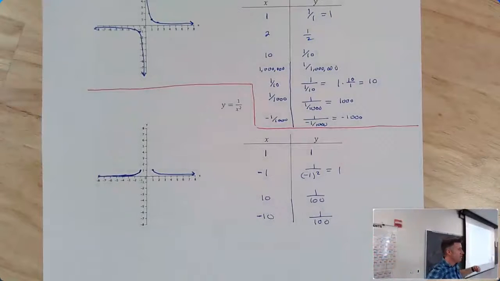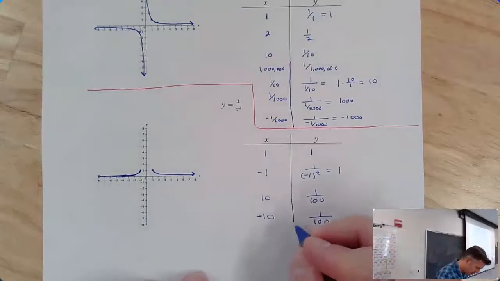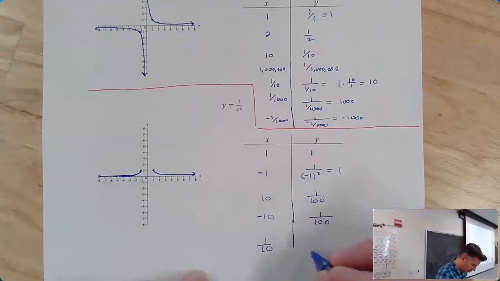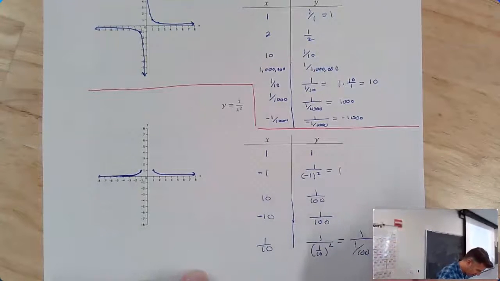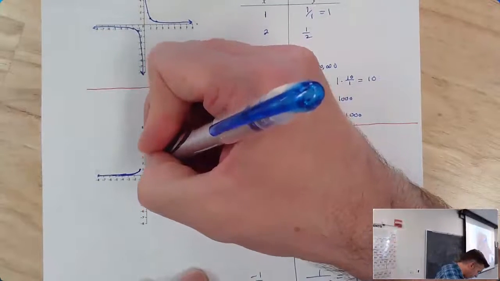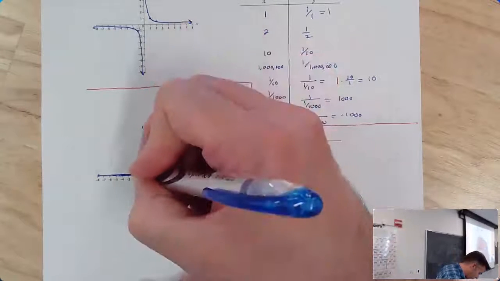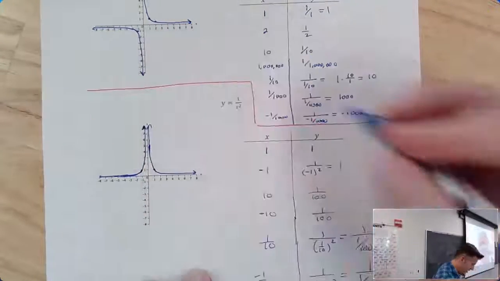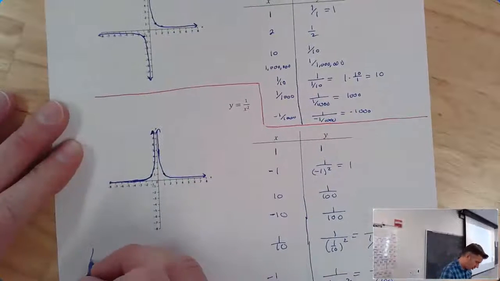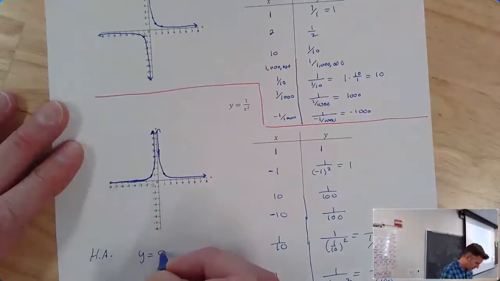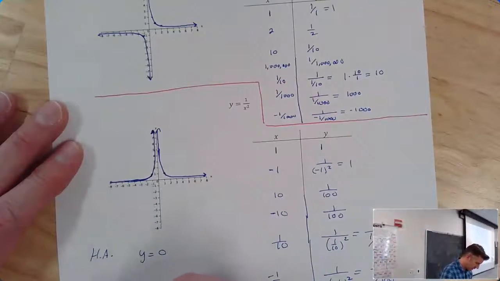But then as we go towards the middle, when x is really tiny, if x is like 1 over 10, y is going to be 1 over 1/10 squared, which is 1 over 1/100th, which is 100. Or if x is -1/10, y is going to be 1 over -1/10 squared, which is still 1 over positive 1/100th, which is 100. So as x gets really close to 0 from either side, the y values still get very, very large. And so just like the previous graph, this graph also has a horizontal asymptote at y equals 0 and a vertical asymptote at x equals 0.